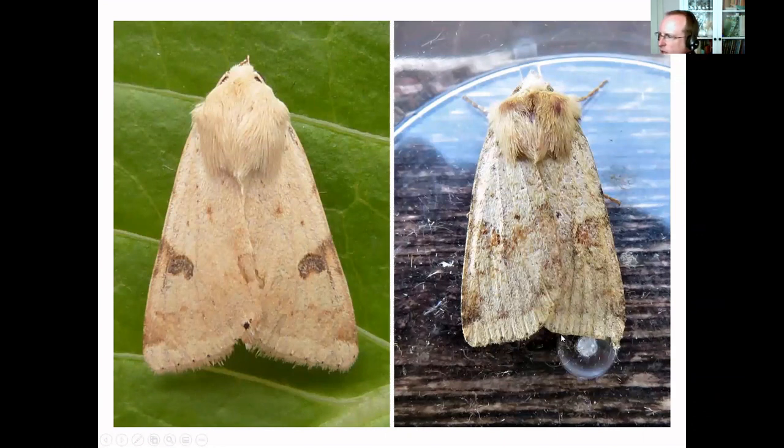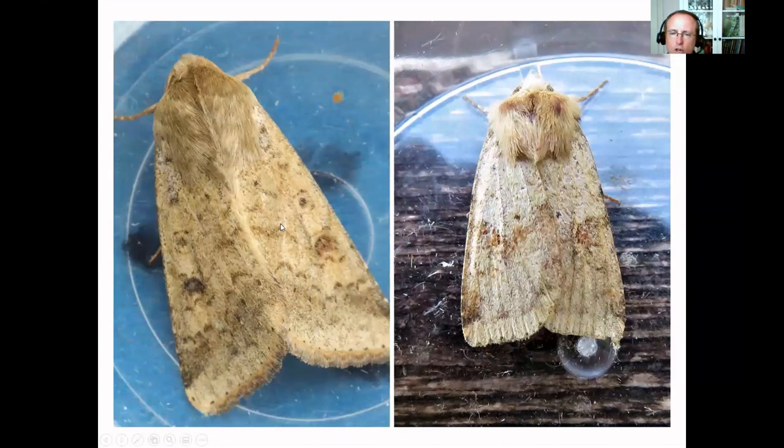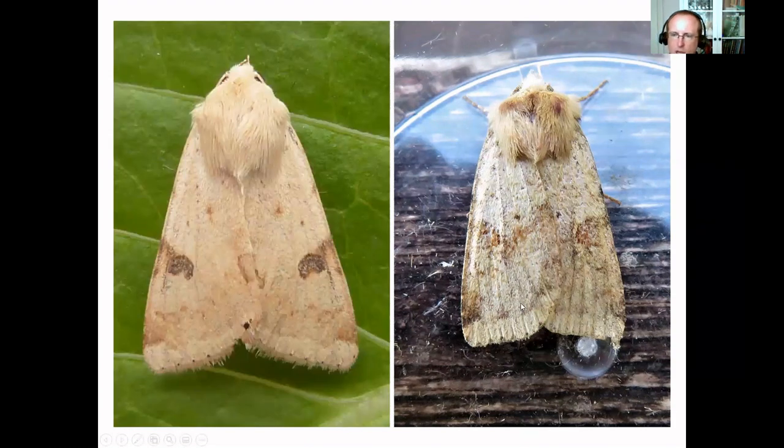The other thing, so that's bordered straw. They also suggested that it might possibly be eastern bordered, no, scarce bordered straw. So there's a few things. The shape of the kidney mark, you can't really see the kidney mark very clearly, but this is a dark kidney mark. That's a pale kidney mark. The subapical spot is a bit different. Subterminal line is similar. It's got a spot here, and it's got a spot there. They are similar, I'll certainly give them that. They are similar, but the wing shape looks a bit sort of off.